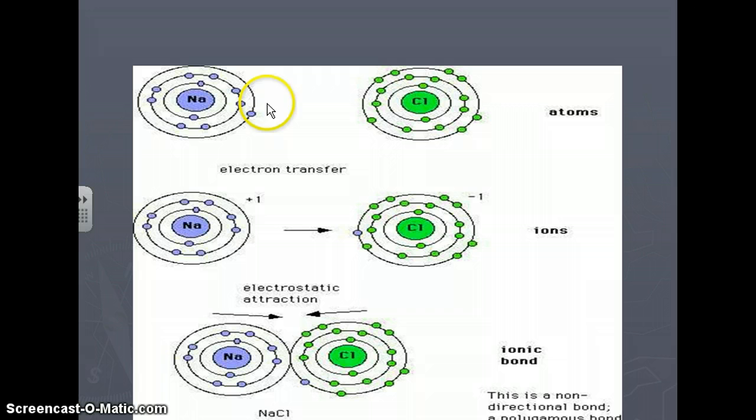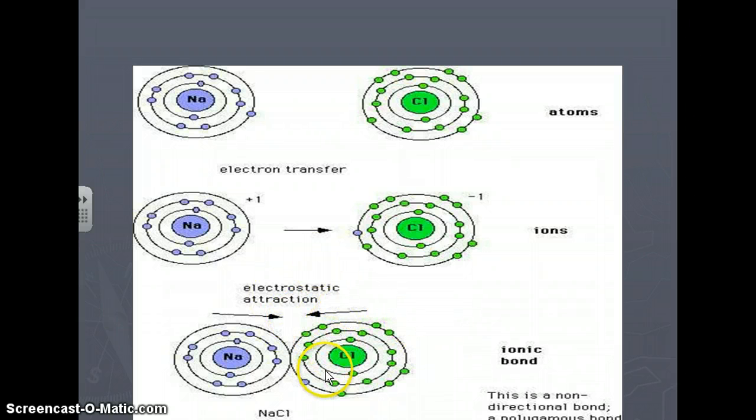Here's another example of it. So we have the Na, which is sodium, and the Cl, which is chloride. And we have the electron, see this little valence electron here. What's happening is he's going to transfer over here. That means that the sodium, the Na, is going to be positively charged, and the Cl is going to be negatively charged. Na has more protons than it does electrons, so it has the positive, and the Cl has more electrons than it does protons, so it's negative.